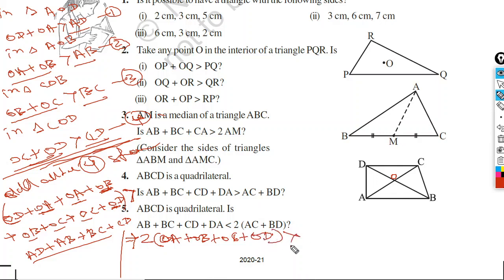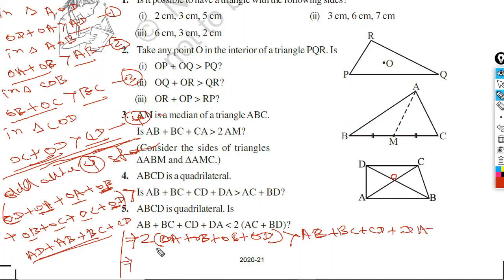is greater than all the 4 sides, AD plus AB plus BC plus CD. Just rearrange them as AB plus BC plus CD plus DA. Implies, now look at it.